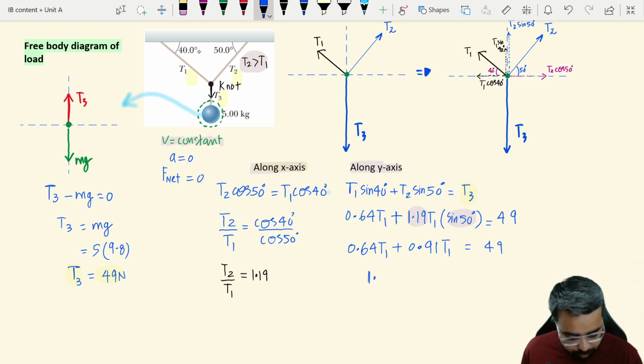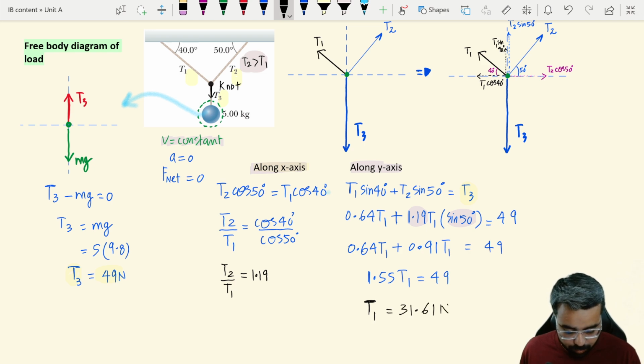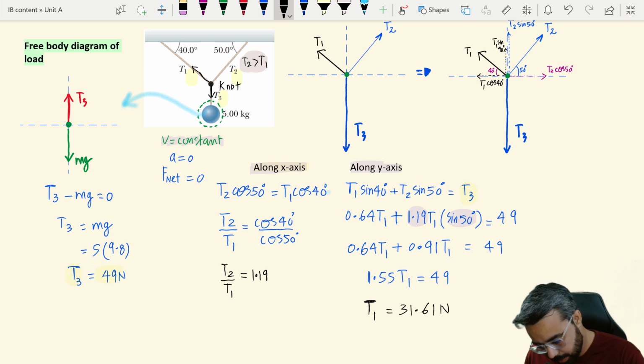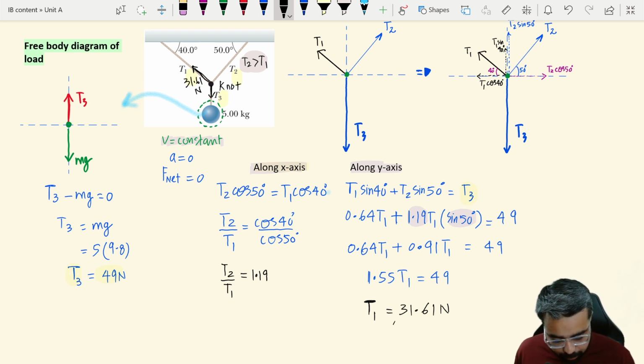So 1.55 T1 should be equal to 49. So finally the value of the tension in cord 1 is equal to 31.61 newtons. Okay, this is the force that is actually in this direction. You see in this diagram, 31.61 newtons. All right, now if you put the value here, you can find T2 directly.